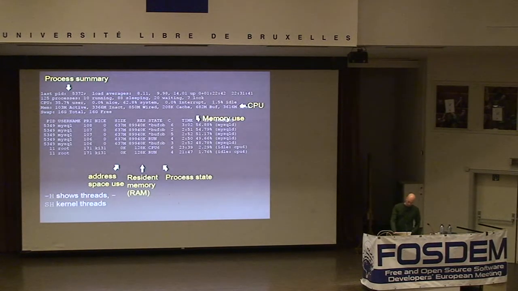So useful options for top are capital H, which breaks down each process by thread. So in this case, there's a single process, and it's showing five threads. And the S option shows kernel threads, or system processes.